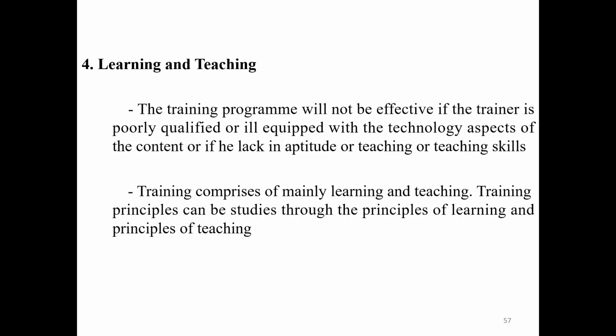The next one is learning and teaching. See, learning and teaching means basically the training program will not be effective if the trainer is poorly qualified or ill equipped with the technological aspects of the content, or lacks aptitude or teaching skills. See, this is very, very important, guys. See, if I want to be a professor, I'm well versed in the knowledge, I'm well versed in the concepts, but I don't know how to teach. Then it is a big drawback. I don't know how to face the audience. I don't know how to interact with the people. Then there is a lack in aim.